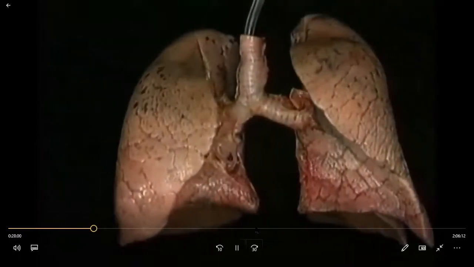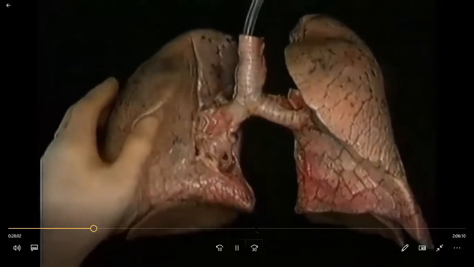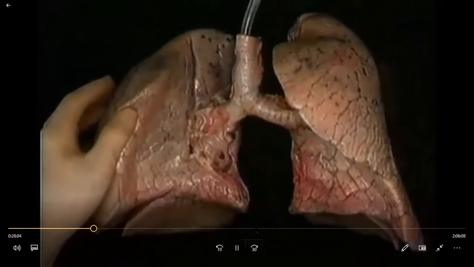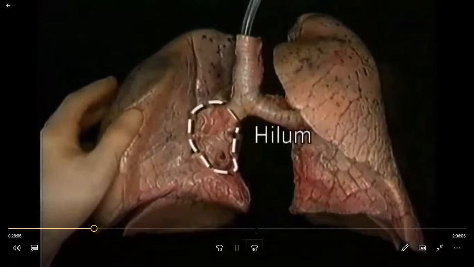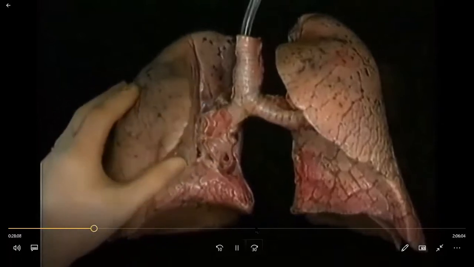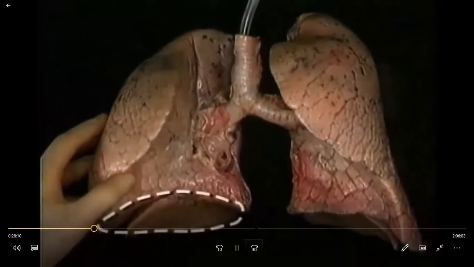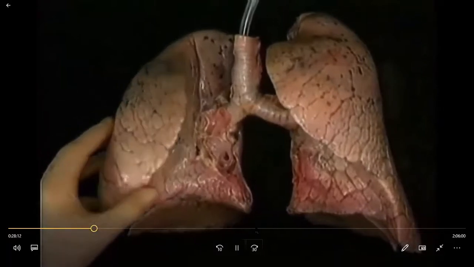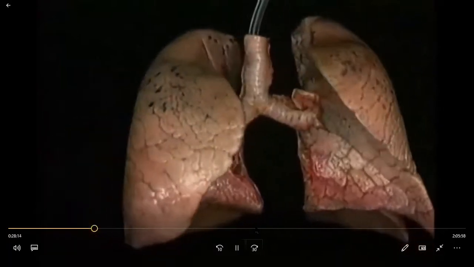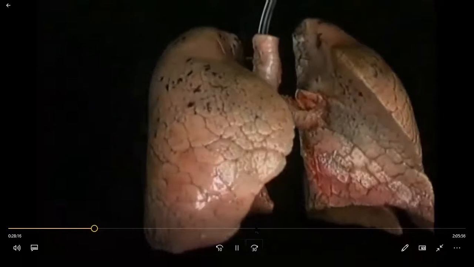Each lung has 3 surfaces. The medial or mediastinal surface is marked by the hilum, where the bronchi and blood vessels enter. The concave inferior surface rests on the diaphragm, and the large convex costal surface faces the rib cage.